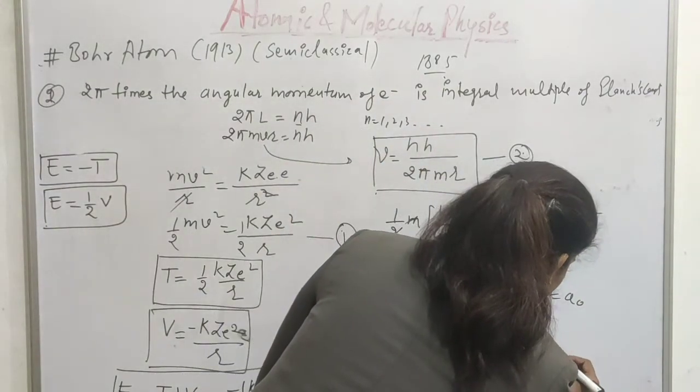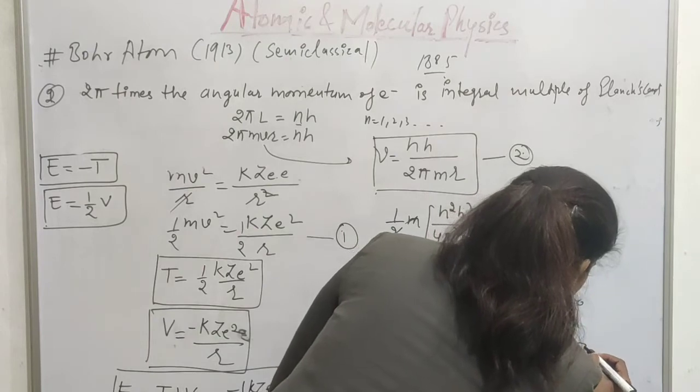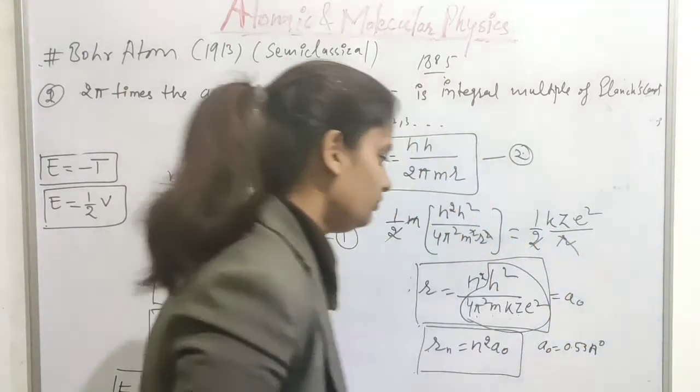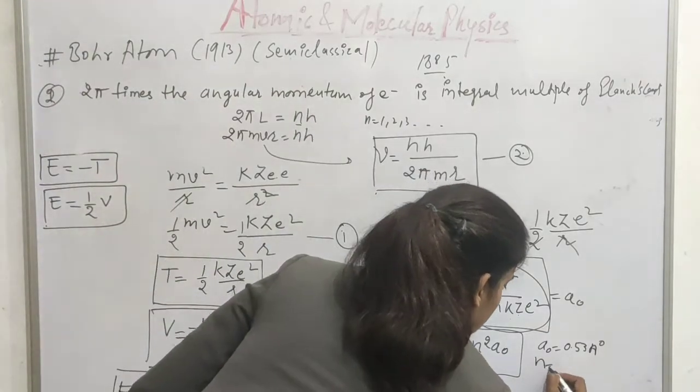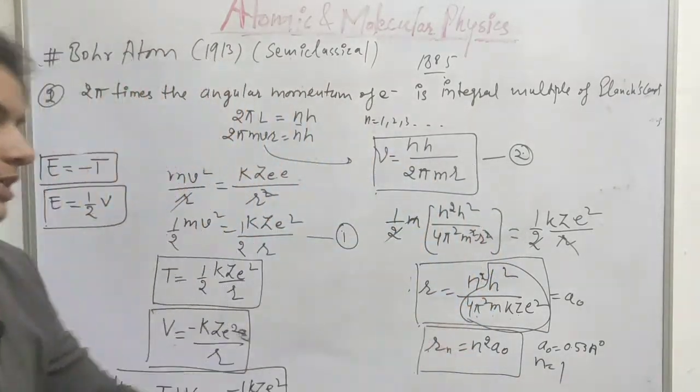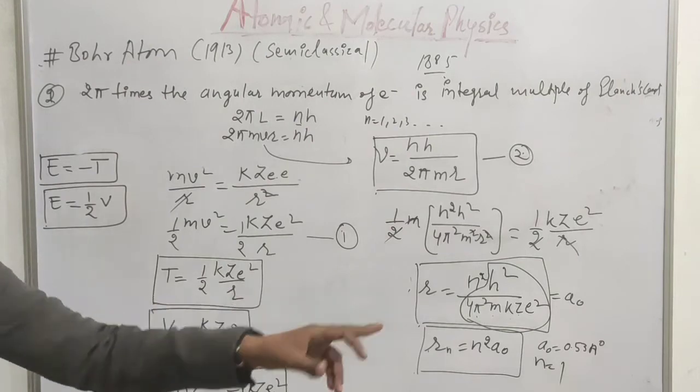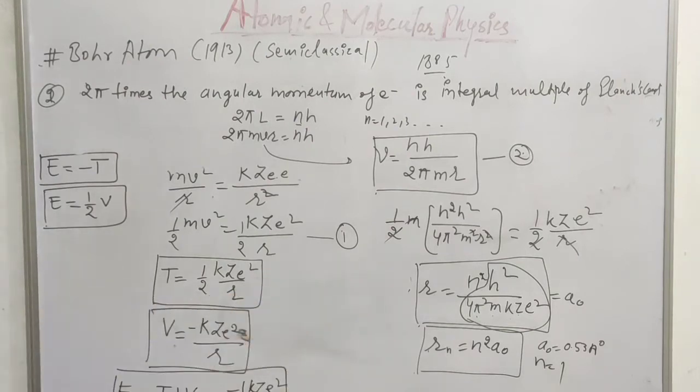a naught is a constant whose value is 0.53 angstrom. Bohr's first radius, by putting n equal to 1, was 0.53 angstrom in the case of the hydrogen atom. So in this manner we have arrived at the value of the radius. Next we will see its third postulate.